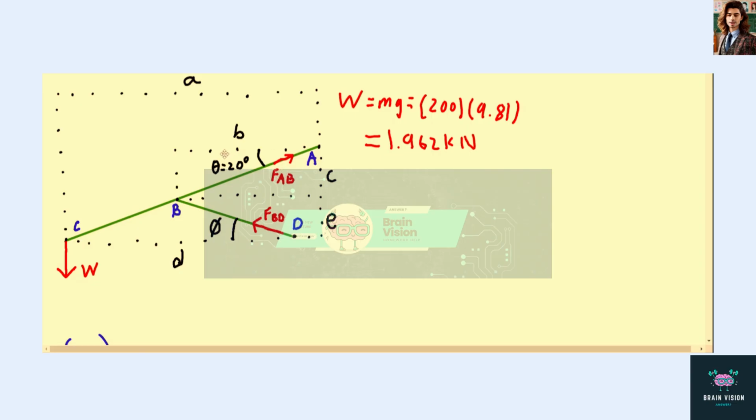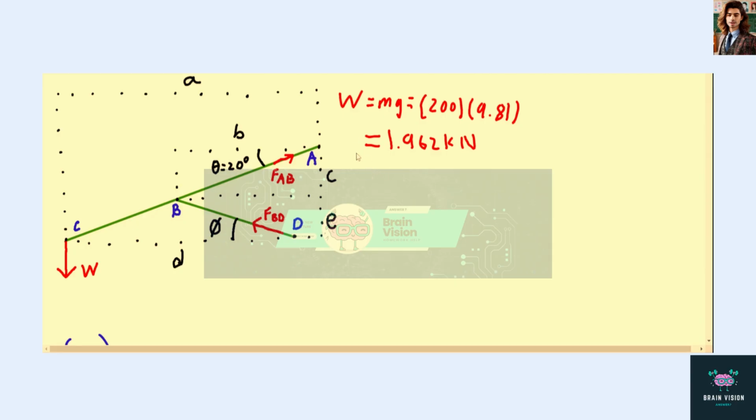We need to find the value of the force exerted at this point B, which I'll call force BD, and the force exerted at point A, which I've called F of AB. The problem gives theta equal to negative 20 degrees, and I drew out this free body diagram with an unknown angle phi and unknown lengths, which we need to find to help solve this problem. To calculate the weight at point C, we use W equals mg, and we're given that the mass is 200 kilograms. So we do 200 times the acceleration of gravity to get a value of 1.962 kilonewtons for W.